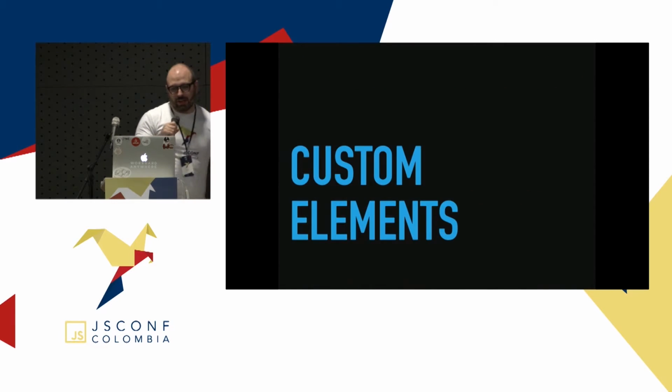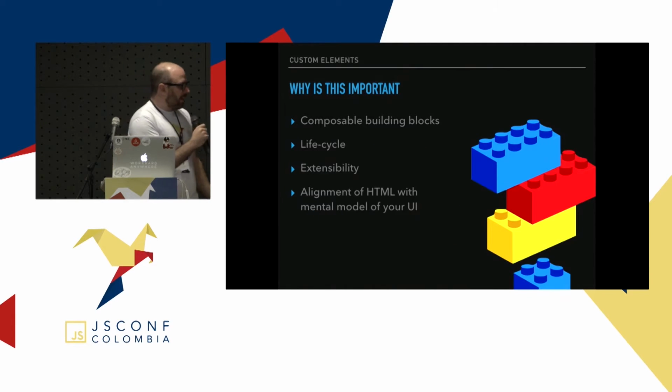So the final part here is custom elements, and this is where we can take everything we've talked about so far and put a name on it, so that we have a nice expressive, semantic way of declaring the structure for our app. And I'd like to pause here and talk about why this is an important last piece of the puzzle, because it might seem like it doesn't add much, but this is kind of where all of the important magic happens. So the first thing is we get composable building blocks.